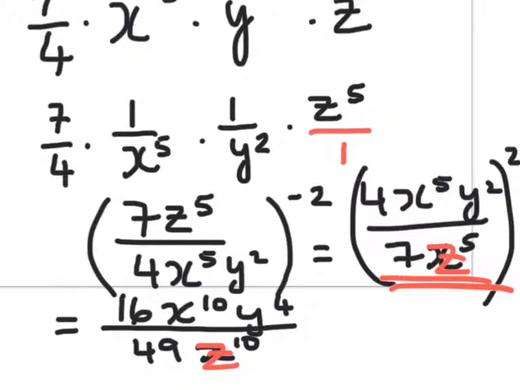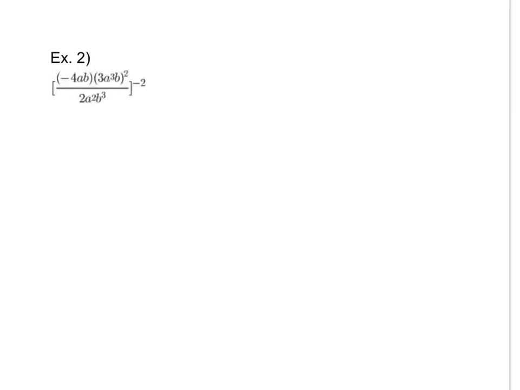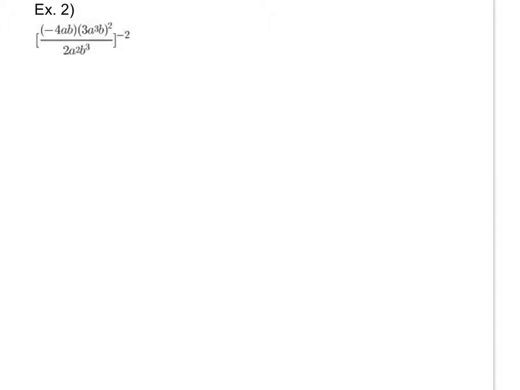Next one. So in this case, what makes this a little bit more challenging is we have parentheses beside parentheses and so on. So if we look at this, order of operations tells me we should simplify what's in the parentheses first. So we're going to work from the smaller ones. Minus 4ab can't be simplified. It's just what it is. 3a cubed b can't be simplified. But we can square what's in that.